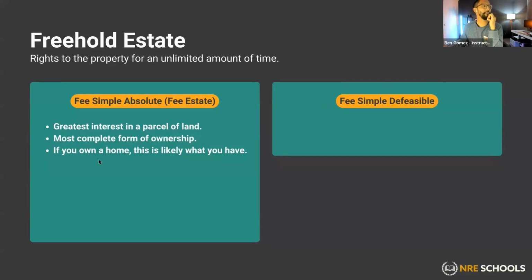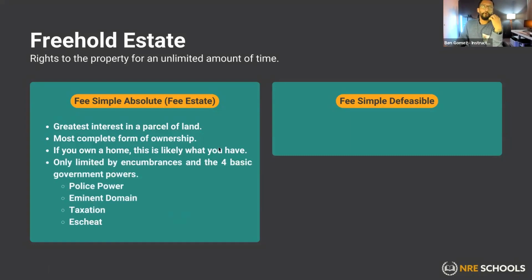If you own a home right now, all of you guys, this is likely what you have. You have a fee simple absolute. You have a freehold estate, which is also a fee simple absolute if you own property. If you do not own property, you have a leasehold estate. Own property, freehold estate, fee simple absolute. Now, your ownership is only limited by some encumbrances, which is the 4 basic government powers.